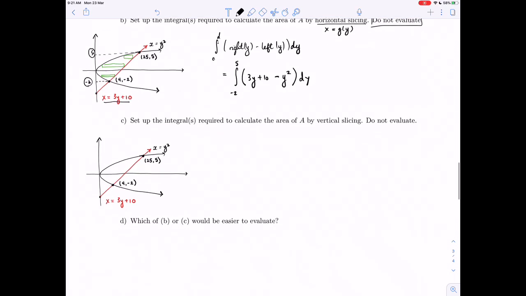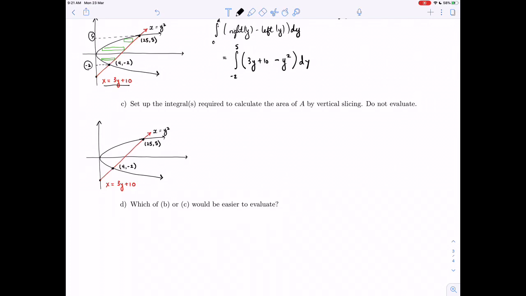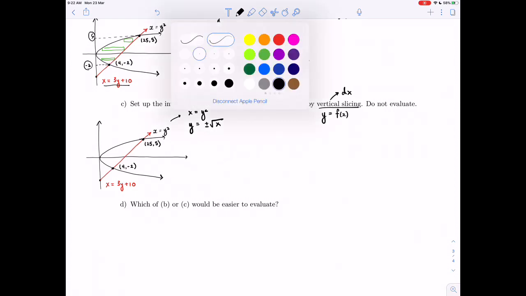If we go down to part C, now we're asked to find the integral or integrals to calculate the area of region A by vertical slicing. So rectangles drawn vertically will have a base of sorts dx, which means that we want our function set up in the y equals f of x format. So that means we need to rearrange a little bit. Let's start with the parabola. If x is equal to y squared, then y is plus or minus the square root of x. So we've got two functions there.